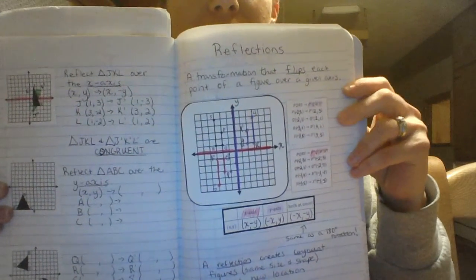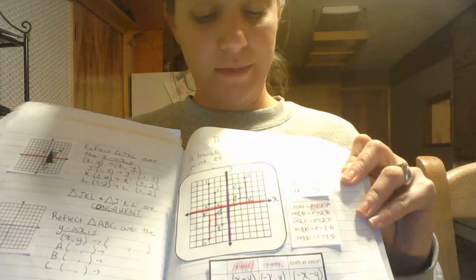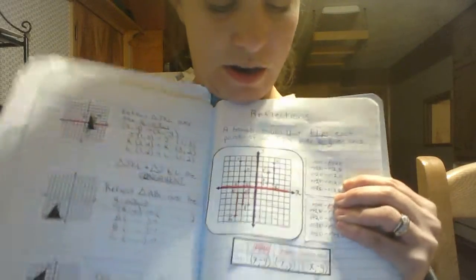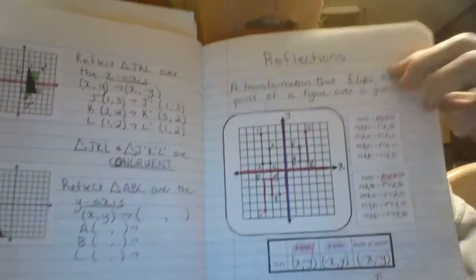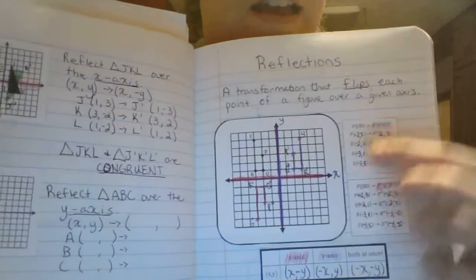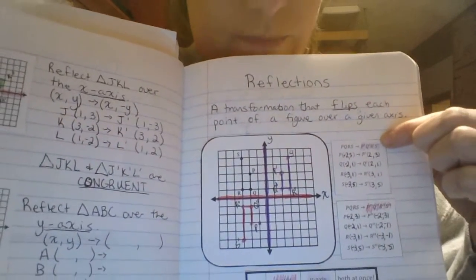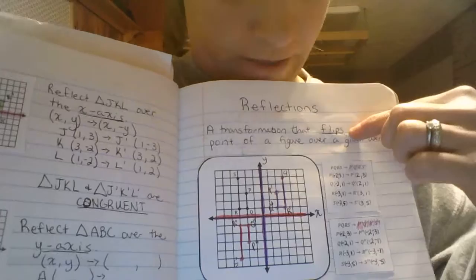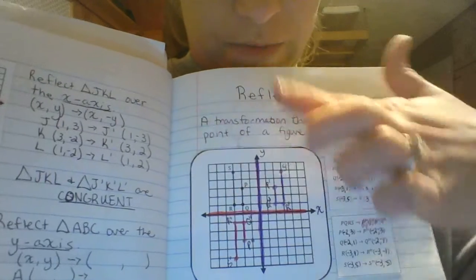All right, we're going to move on to reflections now. So start with our notes over here. A reflection is a transformation that flips each point of a figure over a given axis. So yours started out with just this black figure right here, which is PQRS. I gave you the points of PQRS over here. Then in a purple pencil, you are supposed to reflect over the y-axis. I colored that purple. So we take this and we flip it over the y-axis.